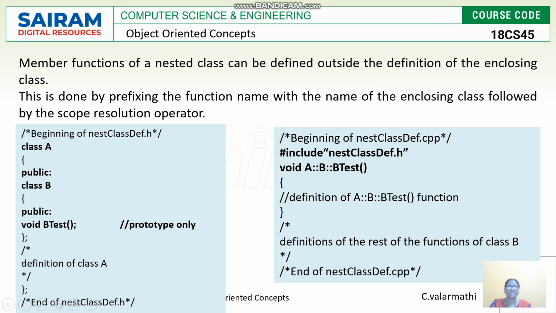Next is how the member functions and member variables of a nested class can be accessed in the nesting of classes concept. One more example is given here. Class A is started in public mode, class B is started in that, and void B test is only the prototype declaration of my nested class. So this is the one header file.